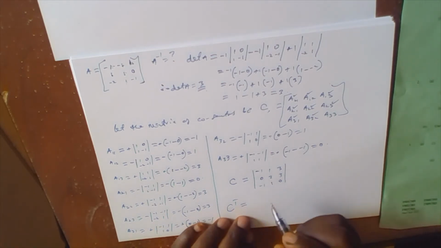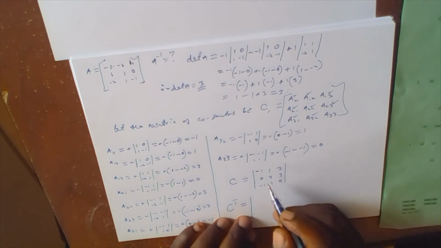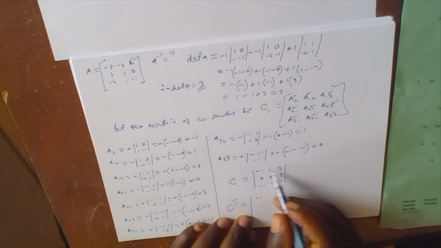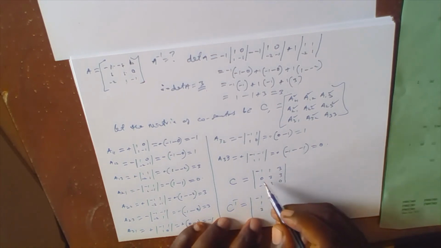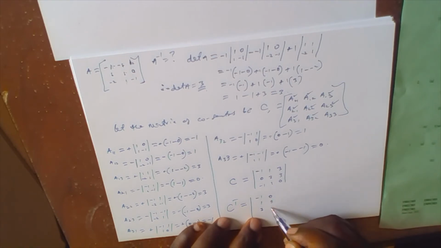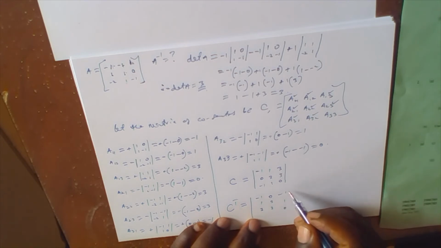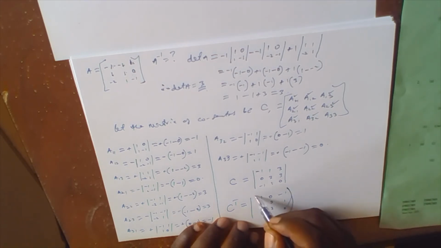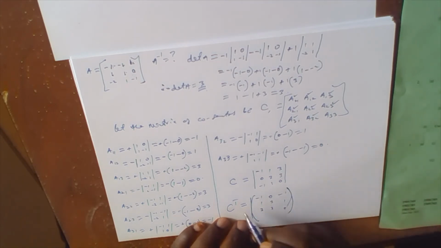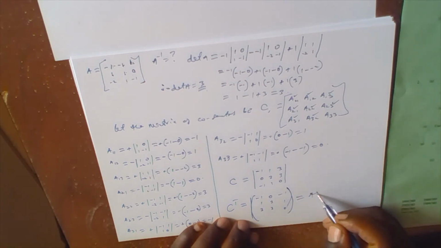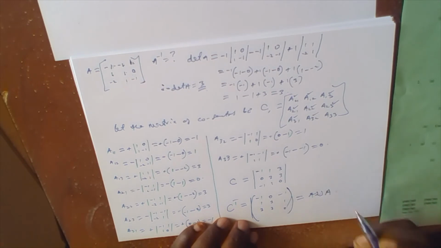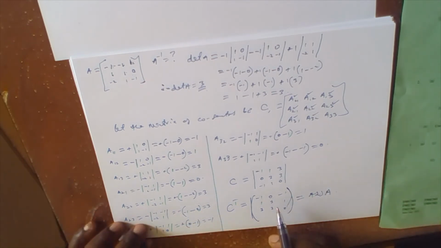So the transpose of this matrix will be equal to, we shall have -1. This column becomes this row, so it will be -1, 1, 3. Then we have 0, 3, 3, -1, 1, 0. Like that. And the transpose of this matrix is also equal to the adjoint of matrix A. This is the adjoint of matrix A.